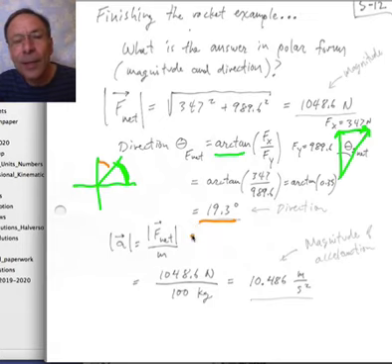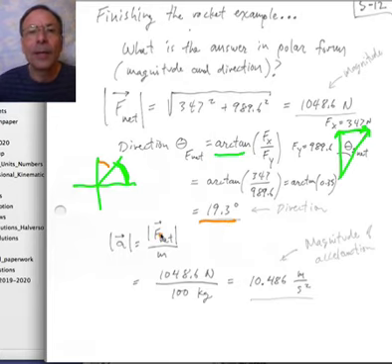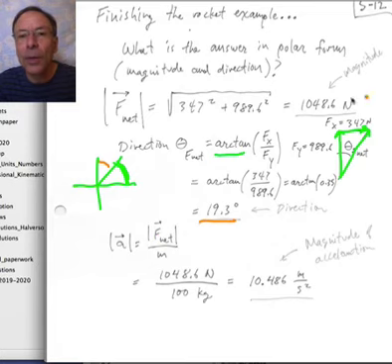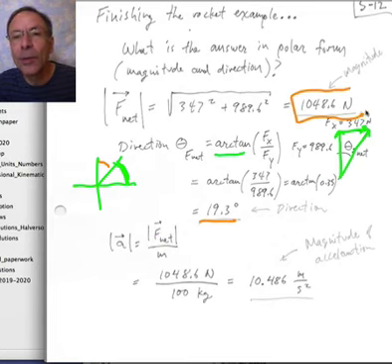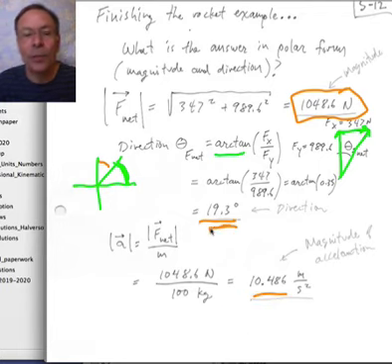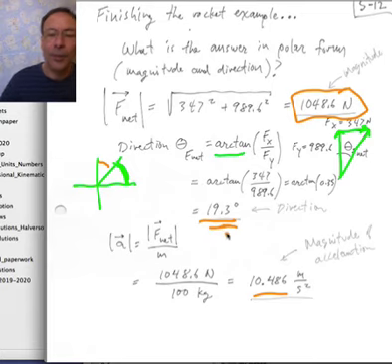And finally, if I happen to ask you, what's the acceleration? Well, you would get the net force. To find the acceleration, you'd use the magnitude of the net force and divide by the mass, and you would get the answer. That would be the magnitude of the acceleration, and the direction would still be the 19.3 degrees.